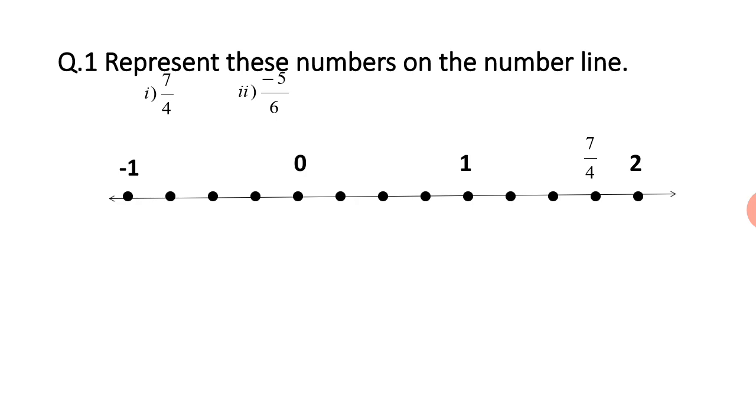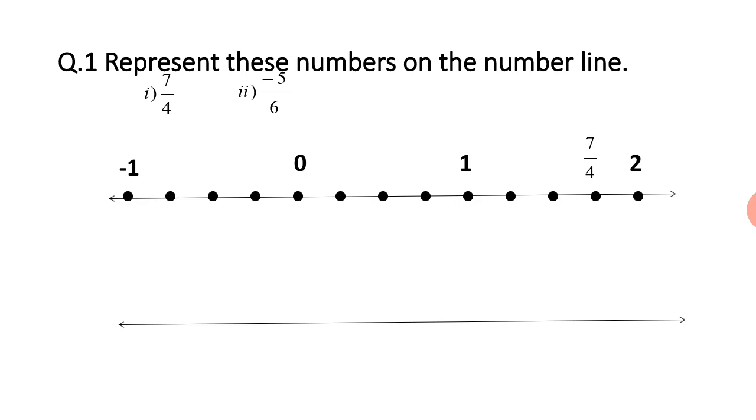4 by 4 is nothing but equal to 1. So that is unit, that is 1. Next will be 5 by 4, 6 by 4 and finally we reach 7 by 4. This is how 7 by 4 is represented on the number line.